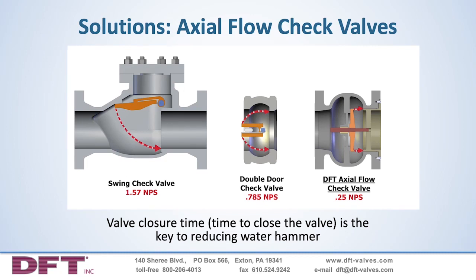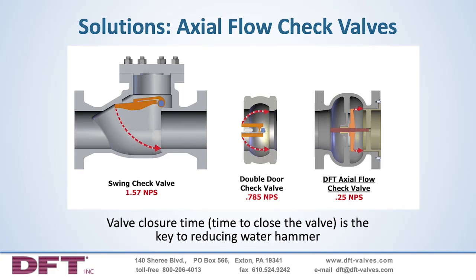Both the double door and the axial flow check valves have springs that act to close the valve as an integral part of their designs. The springs always act in opposition to the flow, so the springs will sense a decreasing flow rate by closing the valve. However, the distance that the disc has to travel from the full open to the full closed position is also a very important part of the closure time of the valve.